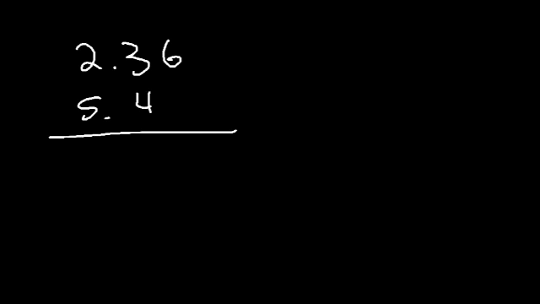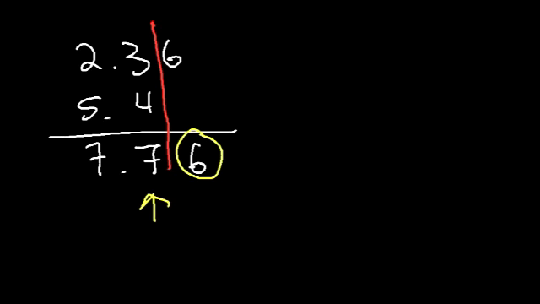So let's add 2.36 and 5.4. So we're going to draw the line, but we're going to add the numbers. It's going to be 6, 7, and 7, 7.76. But we need to stop at 7.7. But we still need to use the 6 to decide if we should round it to 7.8 or 7.7. If this number is 5 or greater, you need to round up. So we're going to round it to 7.8.